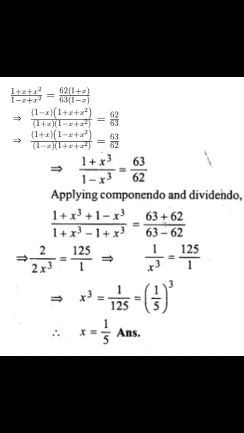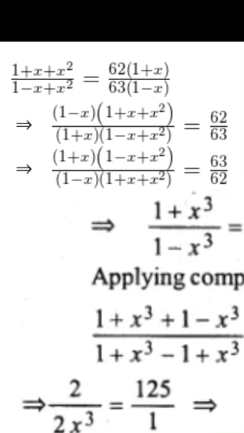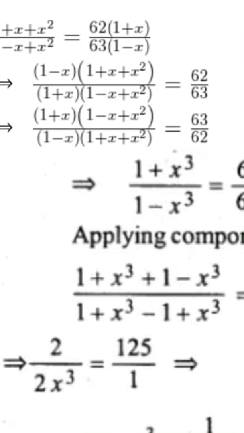Now this is actually the identity of a cube plus b cube. The numerator part, which is 1 plus x multiplied by 1 minus x plus x square, is the identity of a cube plus b cube. Okay, you need to learn the two identities here. A cube plus b cube is equal to (a plus b) multiplied by (a square minus ab plus b square). Similarly, a cube minus b cube is equal to (a minus b)(a square plus ab plus b square).